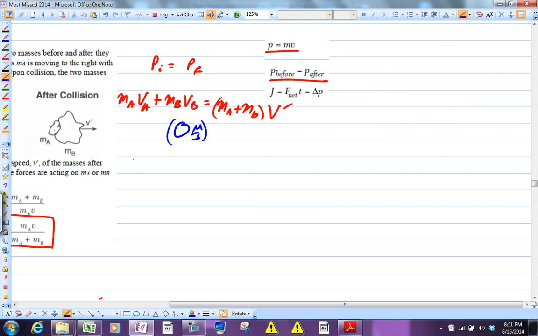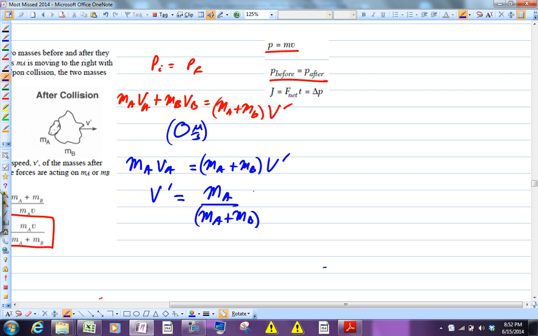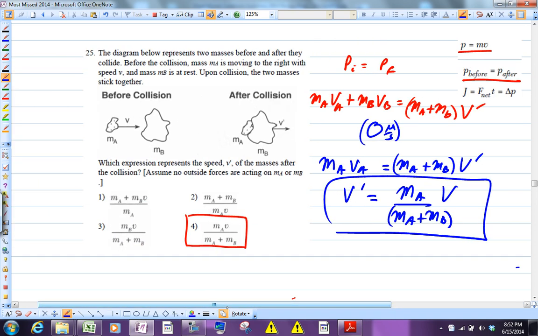So MAVA equals MA plus MB times velocity prime, the velocity of the blob after the collision. You want to get V prime by itself, you just divide. V prime equals MA over MA plus MB times the velocity before. Look at our choices. That's choice 4.